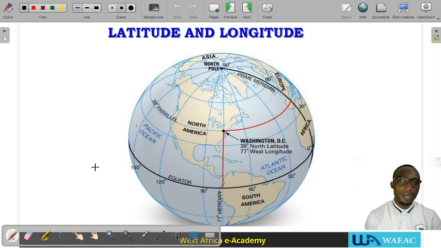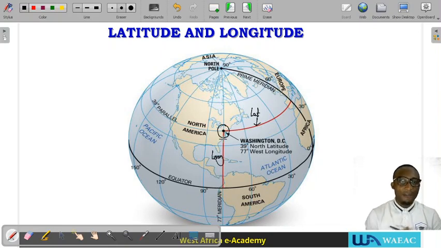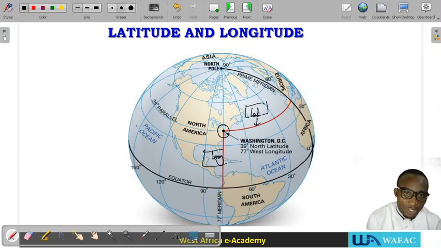Okay, before that, let's look at the combination of latitude and longitude. Look at this line of latitude, and look at this longitude. Now, where they meet, we have a point. We have a point that is a coordinate, lat and long, latitude and longitude. This point is a location, that is Washington DC. This is a practical topic. It is real. It's not any abstract mathematics. So at the point where this latitude meets this longitude, we get a location, and that location is Washington DC.